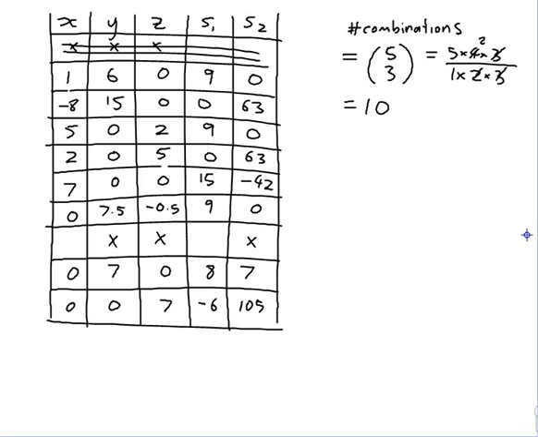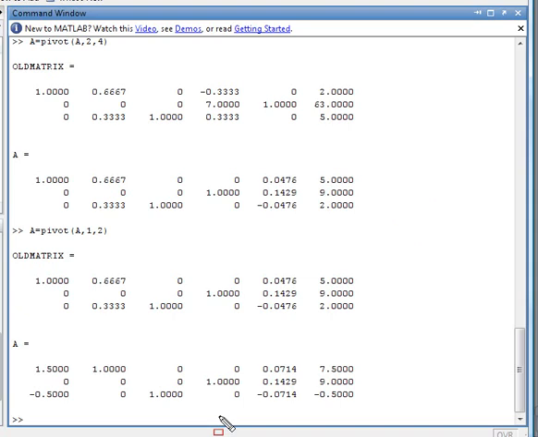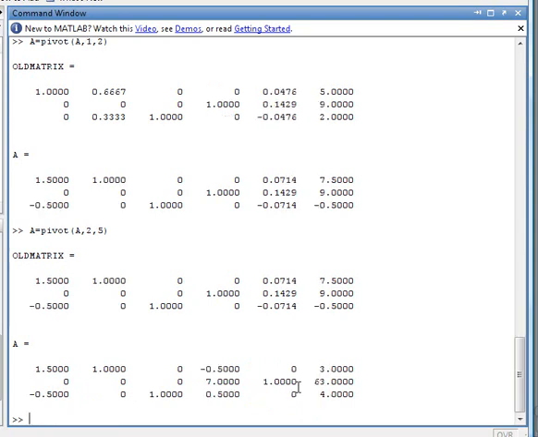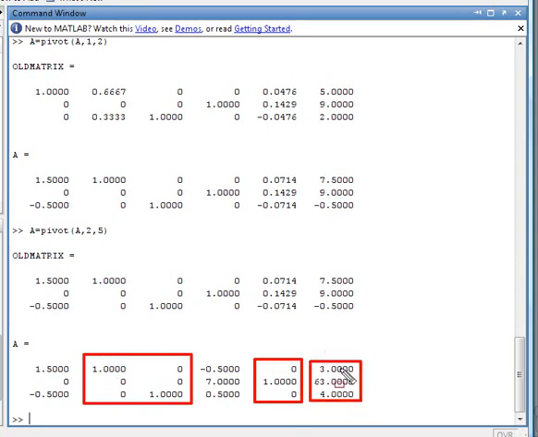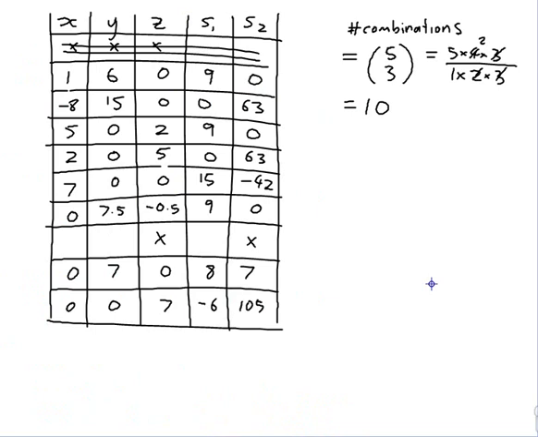And that means there's one left. We want Y, Z, and S2. We need the second column of the identity, so we need a 1 here, so we pivot at 2, 5. A is pivot A, 2, 5. So, two columns here, one column here, answers here. Y is 3, Z is 4, and S2 is 63. 3, 4, 63. And the other ones are 0.